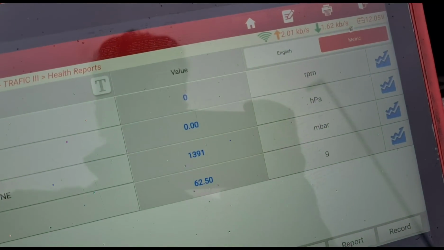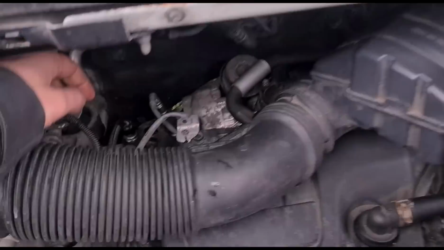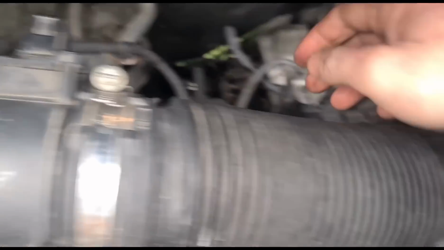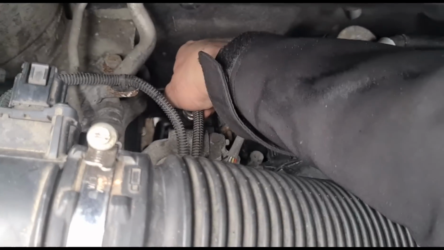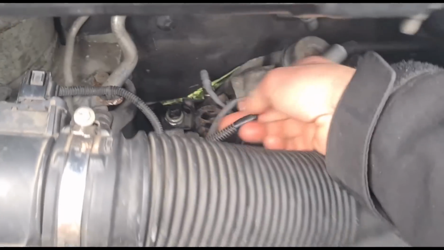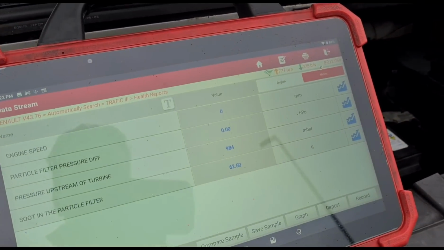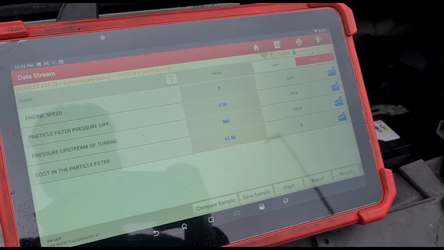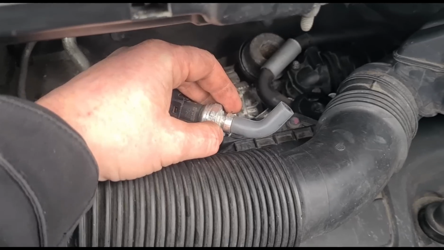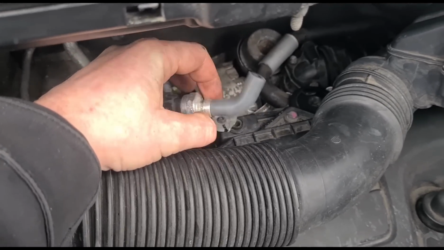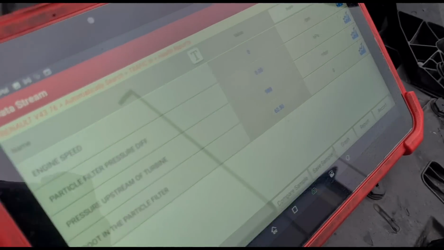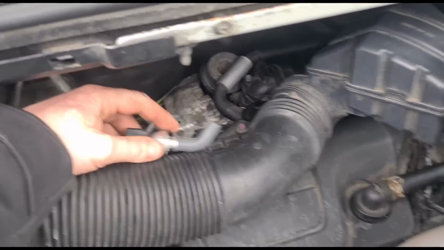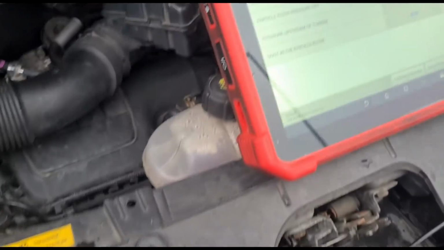So you can see now the sensor's got 1391 millibars. If we unplug that, let me just try and get my hand down there. Unplug that. It drops down to 980, which is about atmospheric pressure, around 1000, maybe 1040 maximum. So now if I plug in this sensor that I've got from my van, click that in, we've got 988, and without it we've got 984, so that's more accurate than that one.